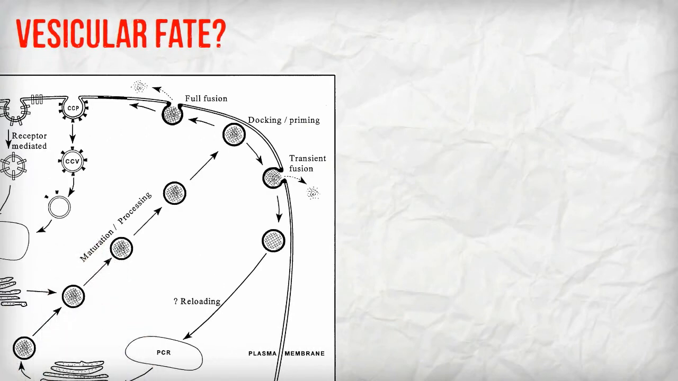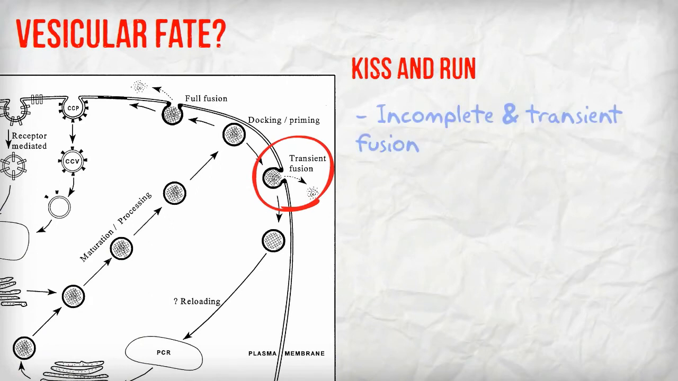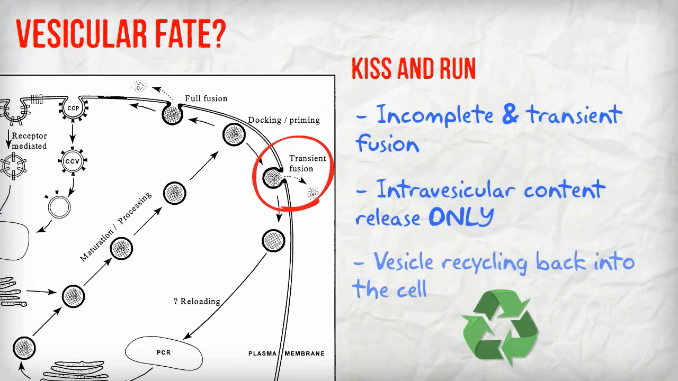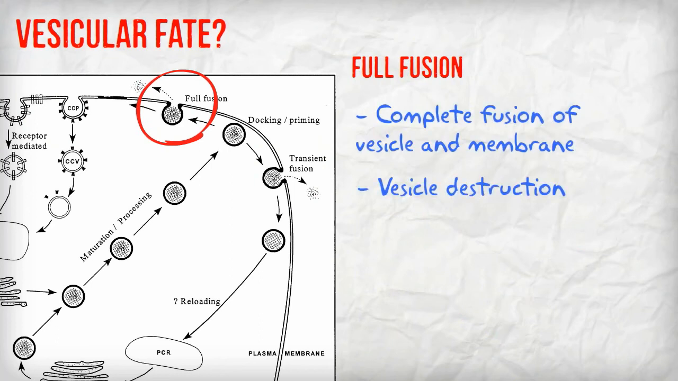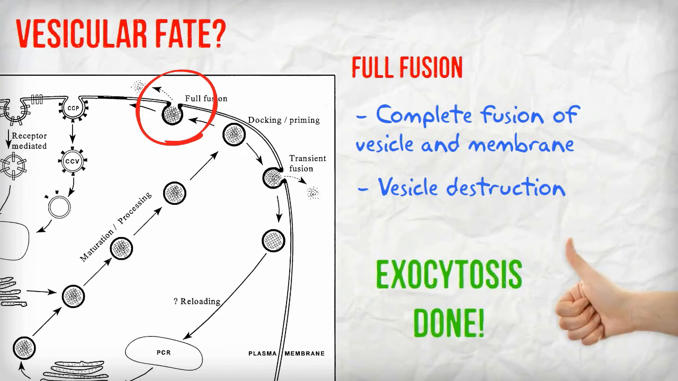This kind of transient vesicle fusion is known as kiss and run. It is incomplete fusion between the secretory vesicles and the target membrane that causes the release of the intravesicular content. Full fusion exocytosis involves the complete merging of the two phospholipid bilayers in an aqueous environment.